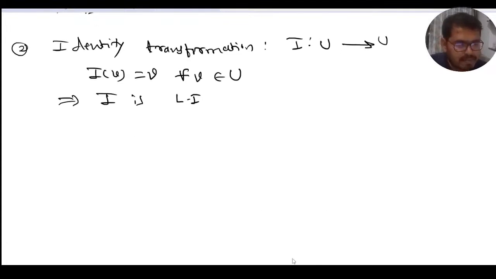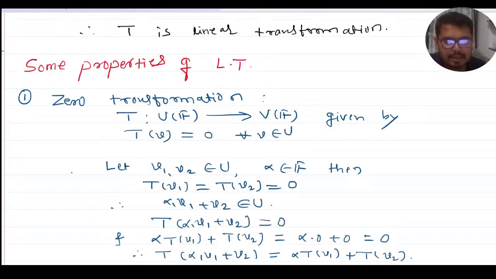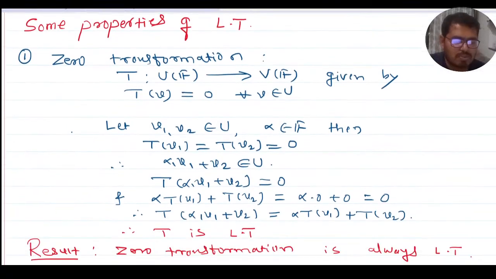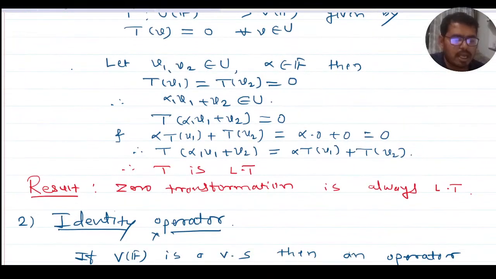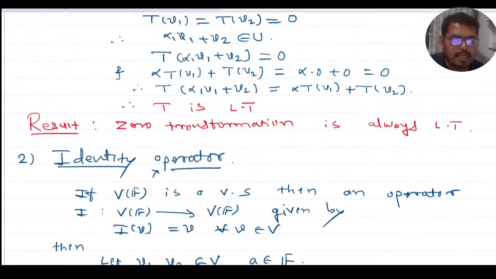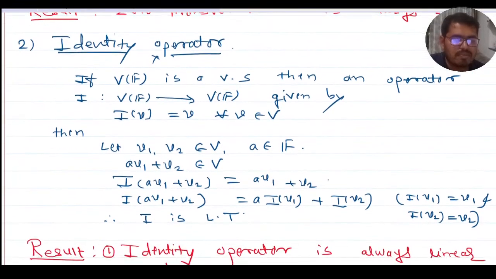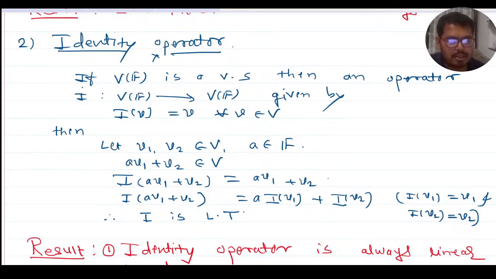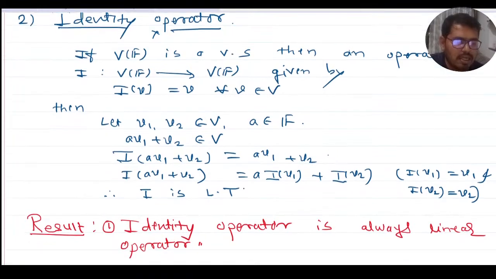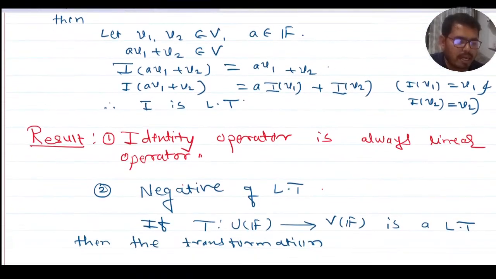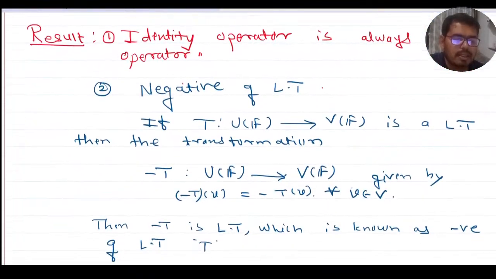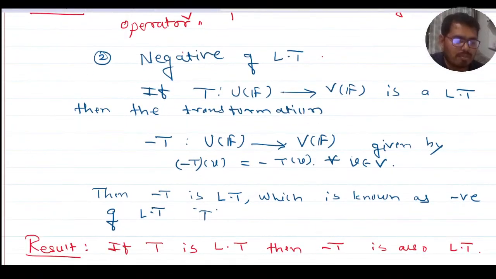Next is the next point. The zero transformation also forms a linear transformation. If you write the proof for it, you can see that. Therefore, the result is that the zero transformation is always a linear transformation. And the identity operator also forms a linear operator. Then the negative of a linear transformation.